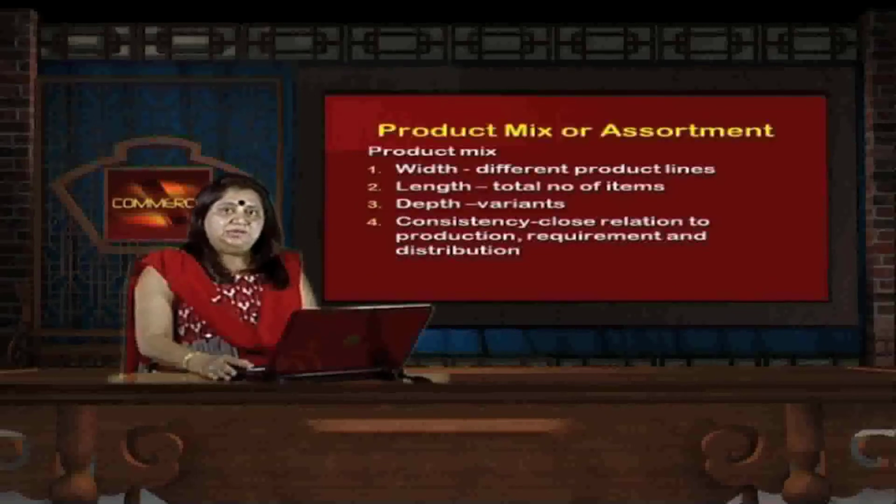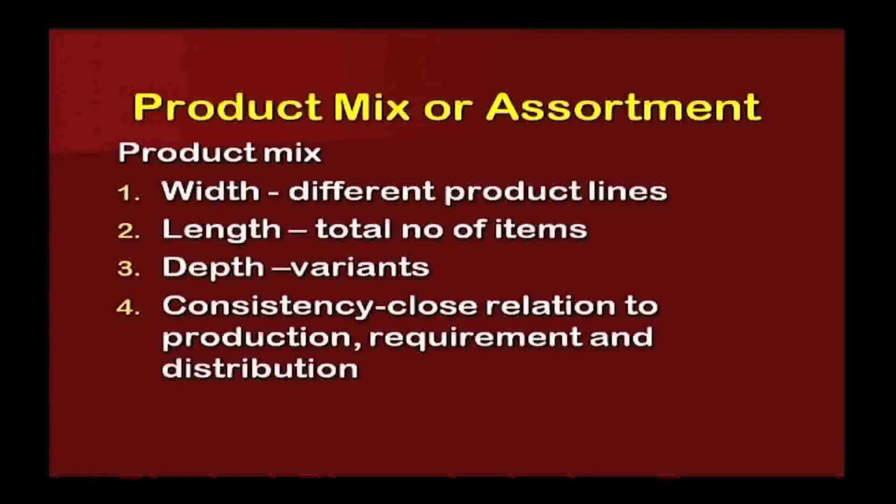The length is the total number of items each product line gives, that is how many options you have available. Variance is the color and the variety and the sizes which are available in the product line. Consistency is how often the stock is available, whether it is seasonal or off seasonal, or in which month it is available is also important.